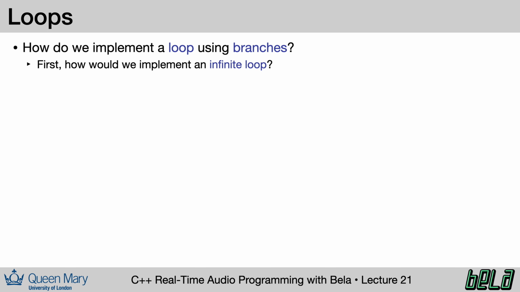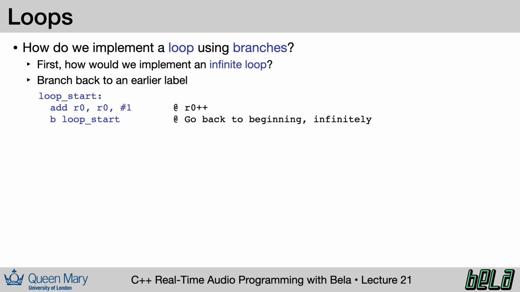The example we just saw effectively implemented an if-else pair. Next, we're going to see how to implement loops using assembly language. As before, all we have available for this is branching instructions. So the first simple version is how do we implement an infinite loop? Well, the simple answer is that instead of branching forward, we should branch backwards to an earlier label. This example will simply add 1 to R0 infinitely forever.